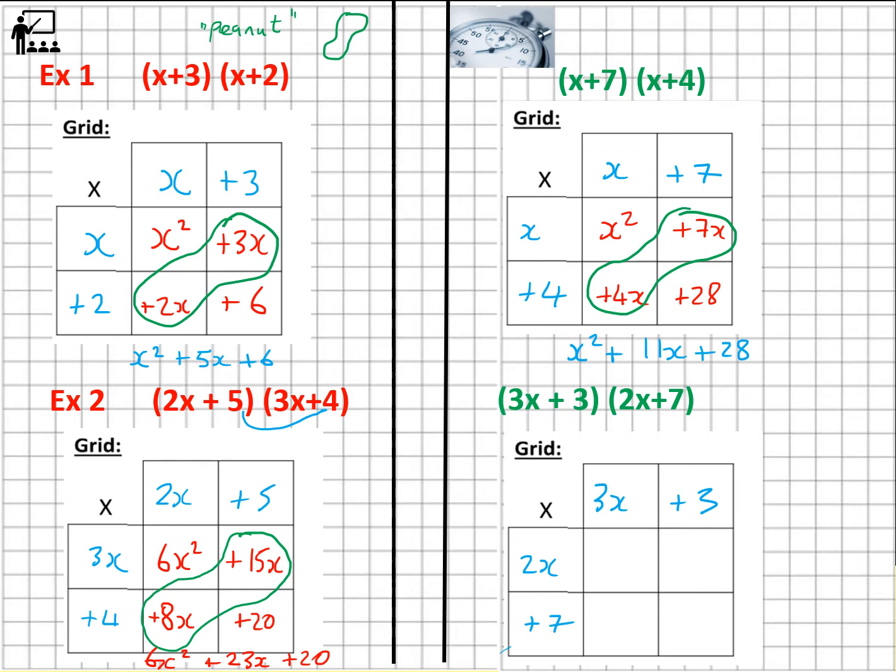Same down here then. So the second question is going to be 6x squared plus 3 times 2 is 6x, 7 times 3 is 21x, and 7 times 3 is 21. And we will collect our terms. And we will write our final answer. I'm just going to write it out to the right hand side. So our final answer is 6x squared plus 27x plus 21.